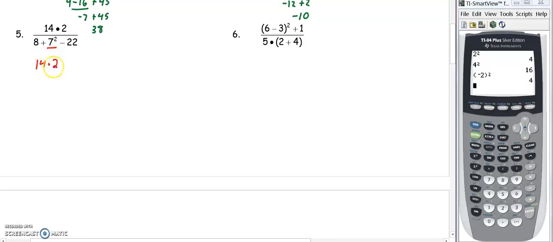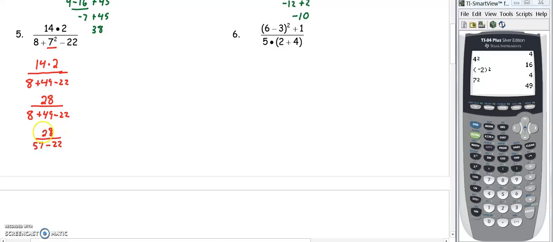So 14 times 2 over 8 plus 7 squared, which is 49, minus 22. Now in the numerator I have multiplication, so 14 times 2 is 28. On the bottom I'm just going to rewrite for now. And then I can do my order of operations. So 8 plus 49 is 57, so I have 28 over 57 minus 22, and then I can subtract, so I get 28 over 35.